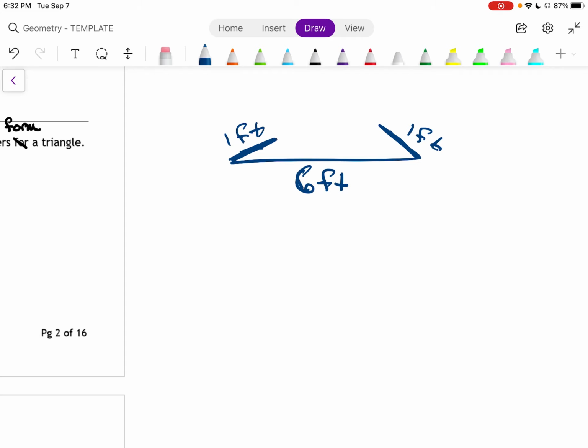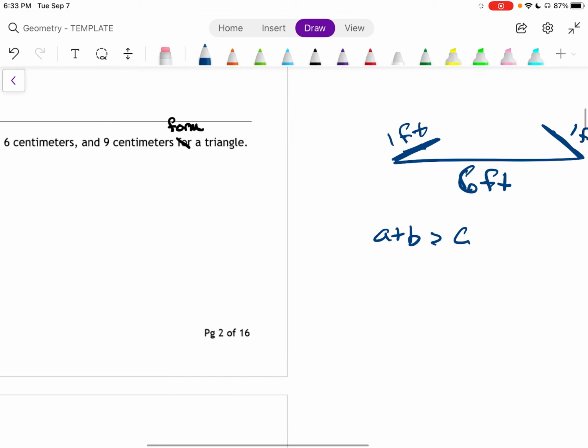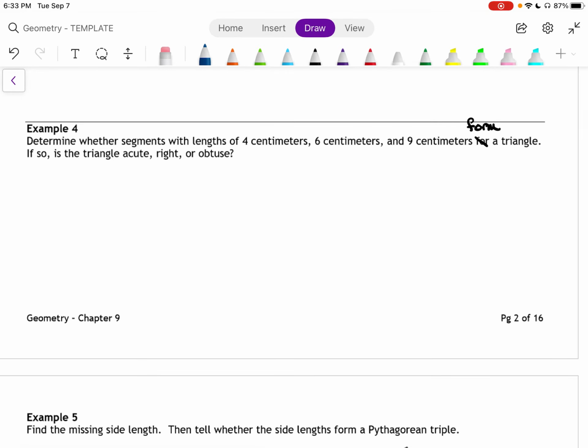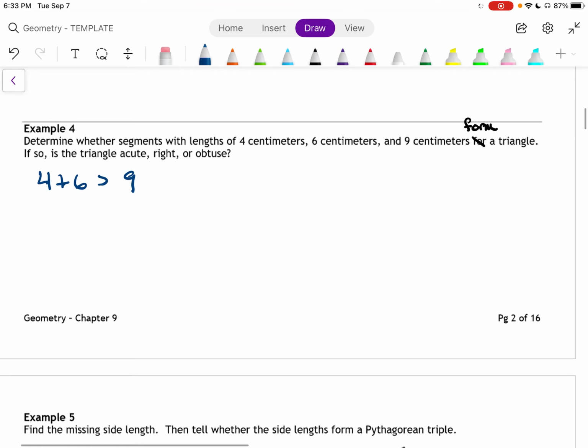The actual thing we're going to use here is we're going to say, well, A plus B, where A and B are the shorter side lengths, has to be greater than C. So the 2 shorter ones added up has to be larger than C. We're going to say 4 plus 6 has to be larger than 9. Well, 4 plus 6 is 10, which is larger than 9, so we can say it forms a triangle. We don't know what kind of triangle, but we know that we could make a triangle out of those 3 sticks.